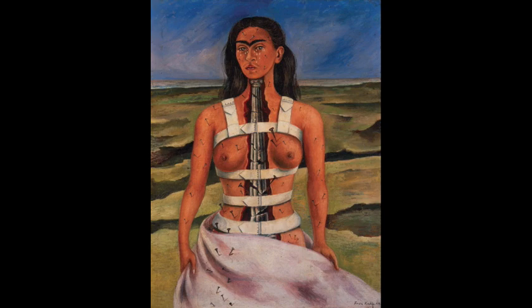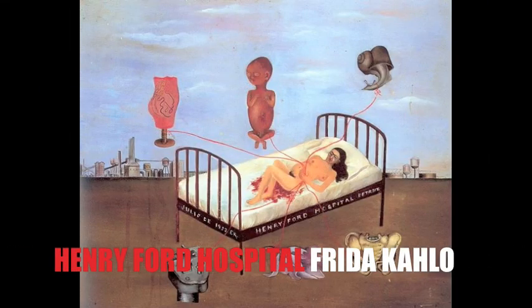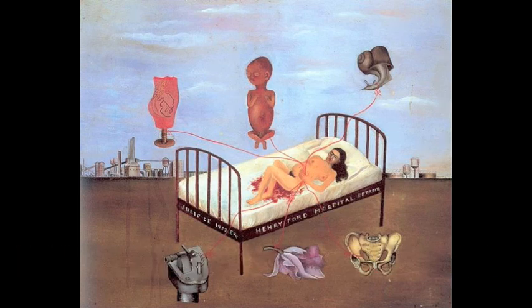So we definitely can see her personal experiences in The Broken Column. Let's take a look at the Henry Ford Hospital as well, and we see the same reaction to that bus accident and those spontaneous miscarriages. Okay, and this painting in your book is right after the two portraits of Diego and Frida, and it shows Frida lying on a bed, and on the bed it says Henry Ford Hospital, Detroit, and that's because that's where Frida and Diego were at the time she painted this painting.